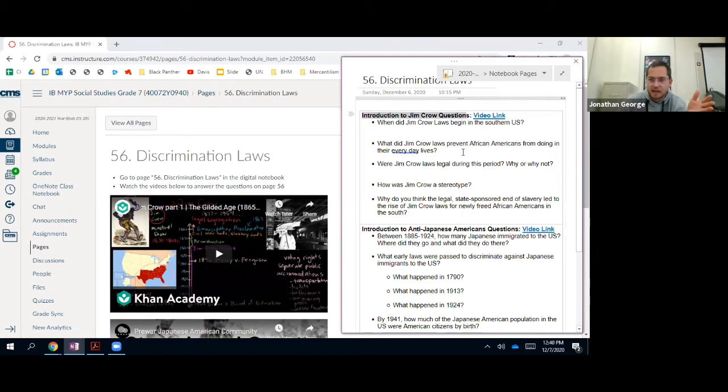When did the laws begin in the southern United States? What did Jim Crow laws prevent African Americans from doing in their everyday lives? Were Jim Crow laws legal during this period? Why or why not? How was Jim Crow a stereotype? And why do you think the legal state-sponsored end of slavery led to the rise of Jim Crow laws for newly freed African Americans in the South? We're just going to look at that to help us better understand laws that have discriminated against groups of people, specifically African Americans in the South in the United States.